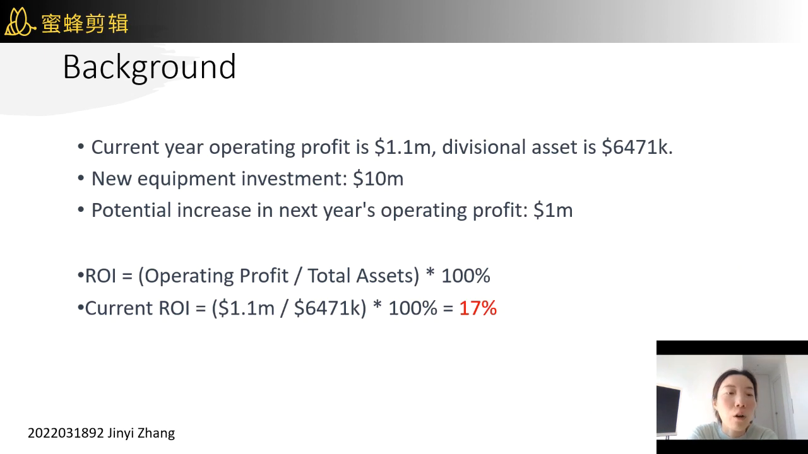First of all, I will provide some background of this company. The current year operating profit of this company is 1.1 million. The divisional asset is 6471K, and the new equipment is going to cost 10 million. The potential increase in next year's operating profits is 1 million. So based on all of this information and the ROI provided by my teammates, we know that the current ROI of this year is 17%.